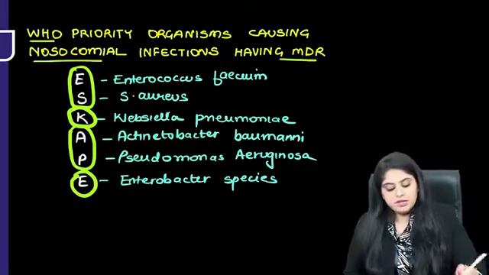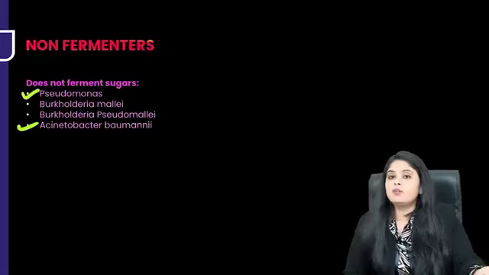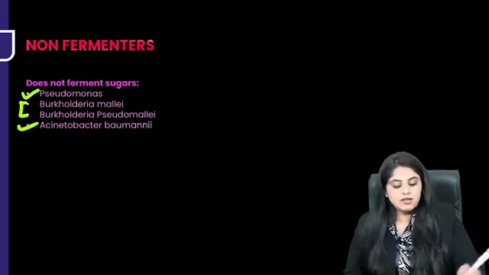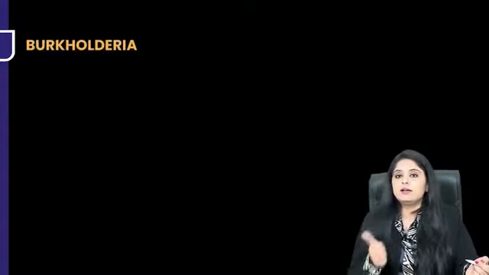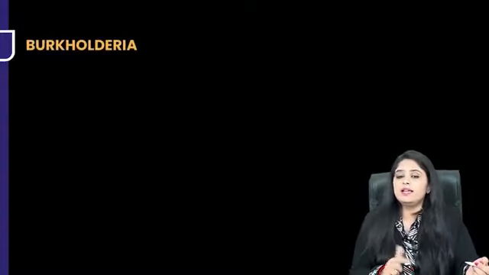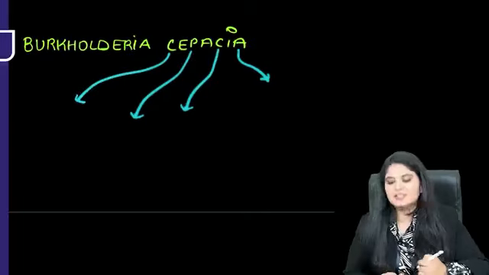So Pseudomonas is done, right? I've also told you Acinetobacter comes under escape organisms. Now we are left with Burkholderia. There are three Burkholderia that you have to know: Burkholderia mallei, Burkholderia pseudomallei and Cepacia. Let's finish the easy one first.